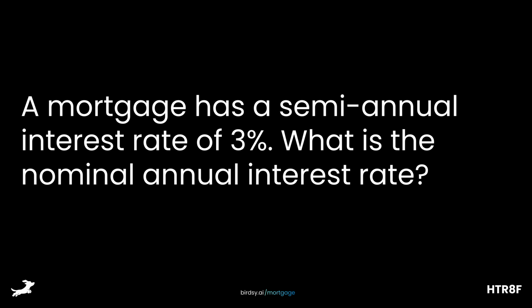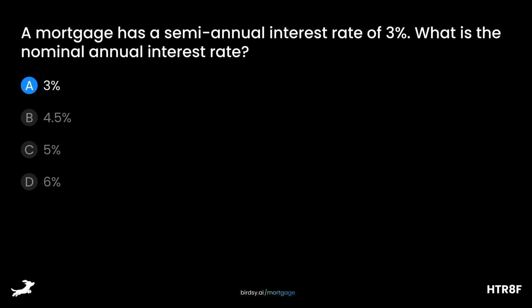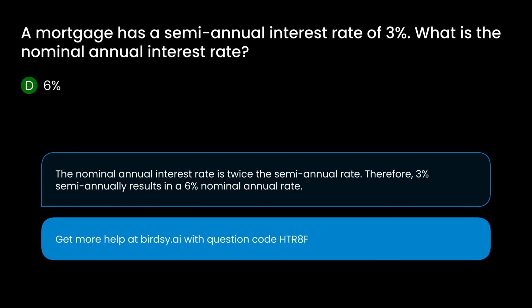A mortgage has a semi-annual interest rate of 3%. What is the nominal annual interest rate? Is it A, the nominal annual interest rate would be 3%, B, the nominal annual interest rate would be 4.5%, C, the nominal annual interest rate would be 5%, or D, the nominal annual interest rate would be 6%? The answer is D. The nominal annual interest rate would be 6%. The nominal annual interest rate is twice the semi-annual rate. Therefore, 3% semi-annually results in a 6% nominal annual rate.